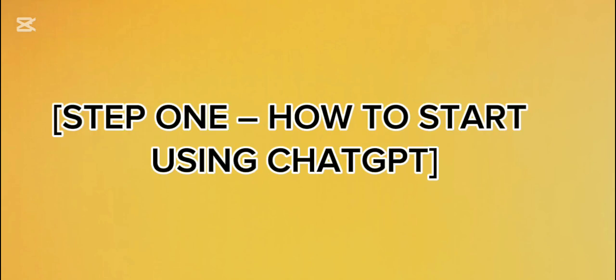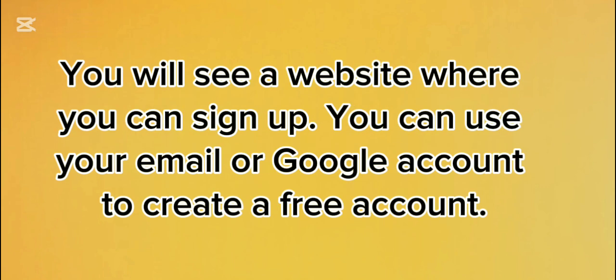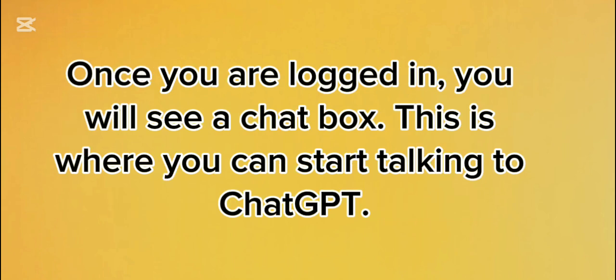Let us now learn how to use it. Step 1: How to start using ChatGPT. To start using ChatGPT, go to your internet browser and type chat.openai.com. You will see a website where you can sign up. You can use your email or Google account to create a free account. Once you are logged in, you will see a chat box. This is where you can start talking to ChatGPT.